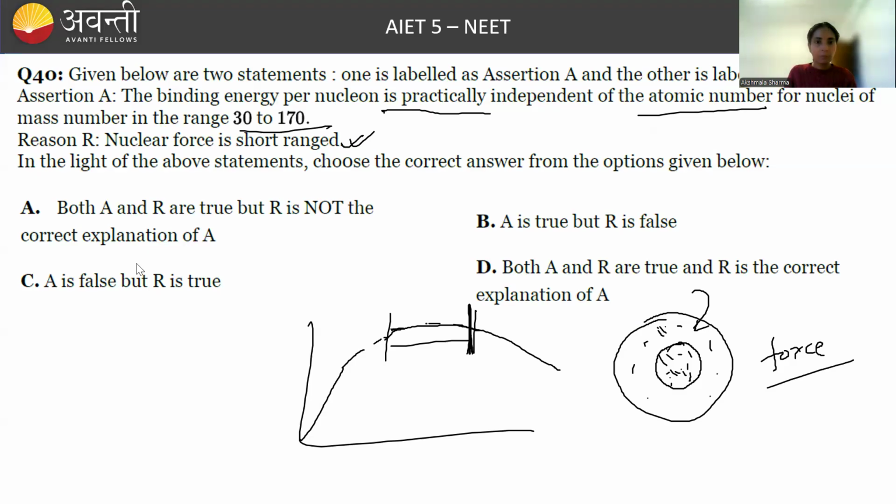In the light of the above statement, choose the correct answer from the options below. So both A and R are correct, and R is the correct explanation of A. So D will be correct.